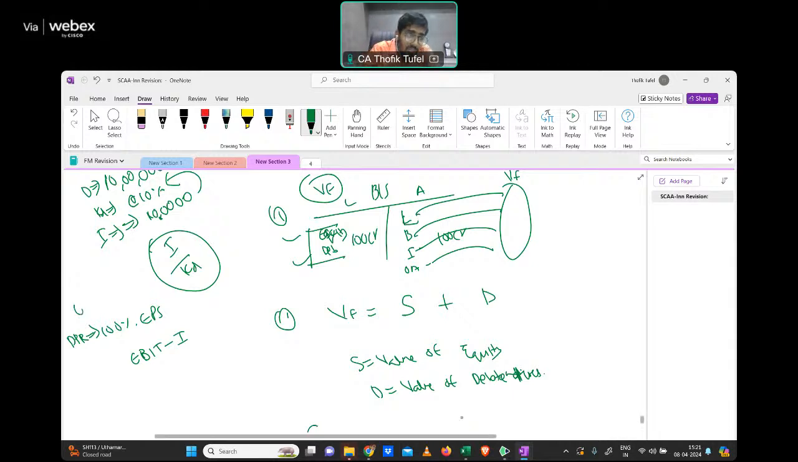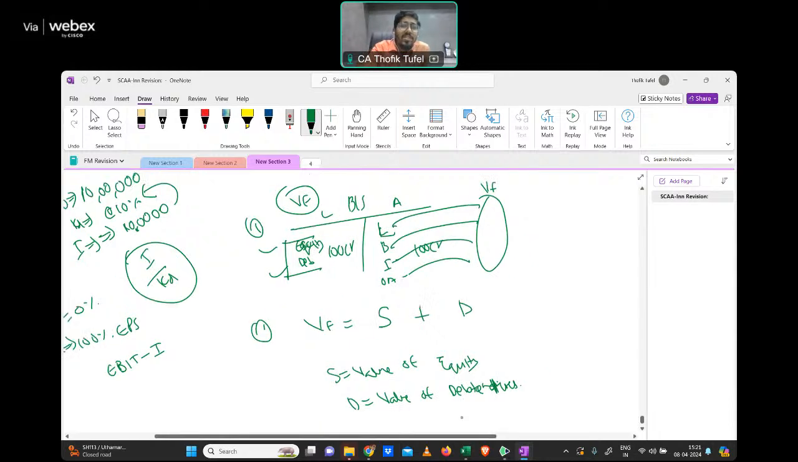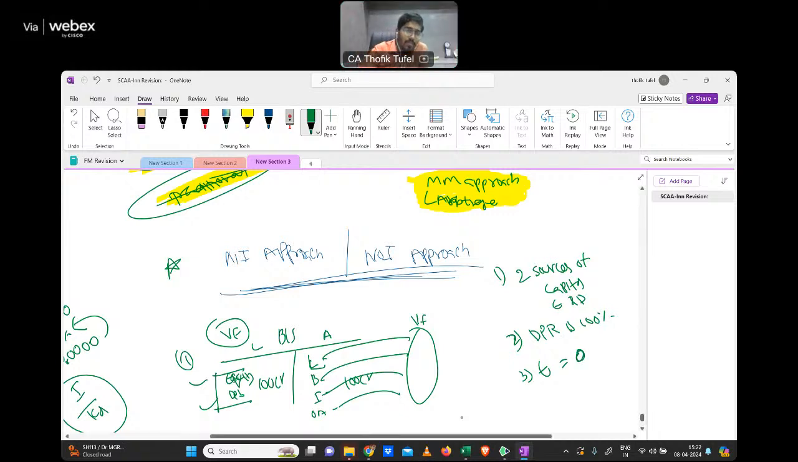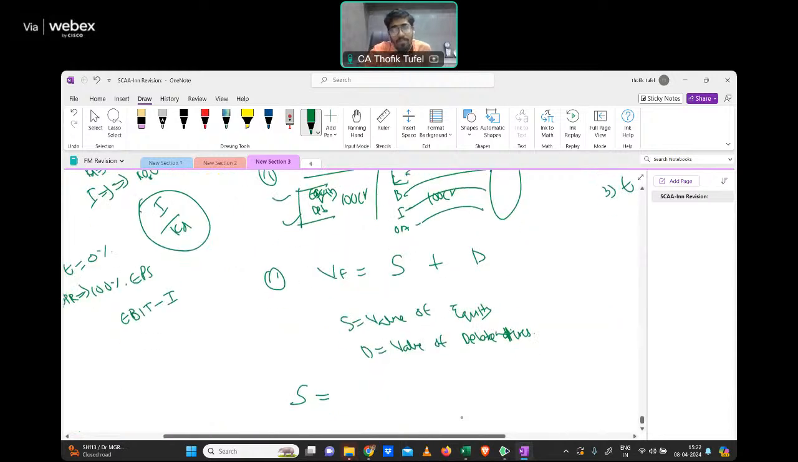And also we are taking one more assumption, that the tax is also 0%. Yes, assumptions are taken because this is where the capital structure theory is designed. So in capital structure theory, the first assumption is that there are only two sources of capital, equity and debt. Second, the dividend payout ratio is 100%. Third, tax is equal to 0, which means no taxes. All these are the assumptions that we are using.